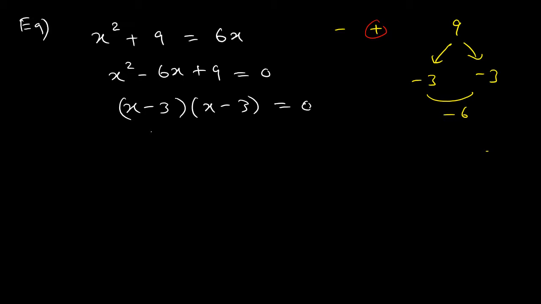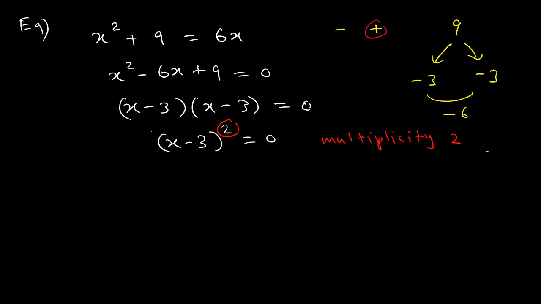So in other words, sometimes we write this one as x minus 3 squared equal to 0 also. This is what we call a zero with multiplicity 2. Multiplicity 2, because the zero repeats 2 times.